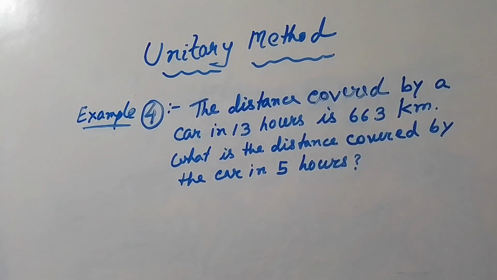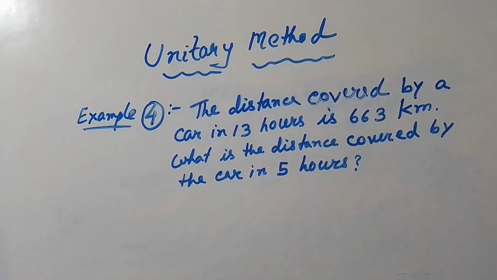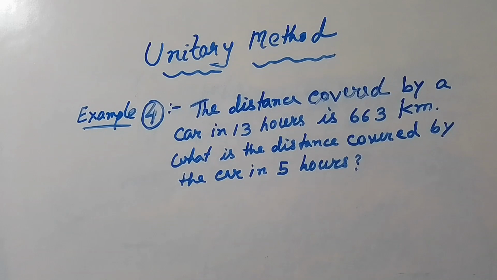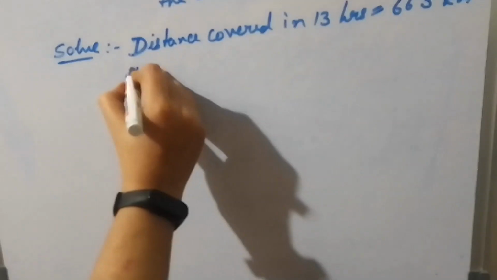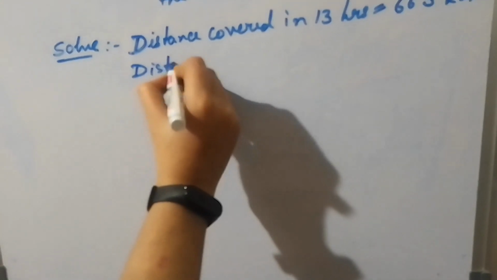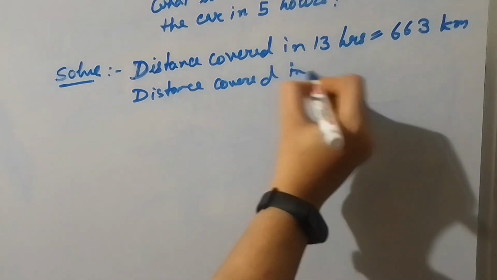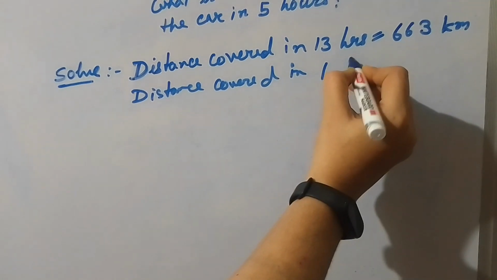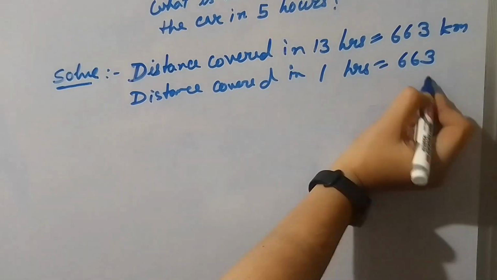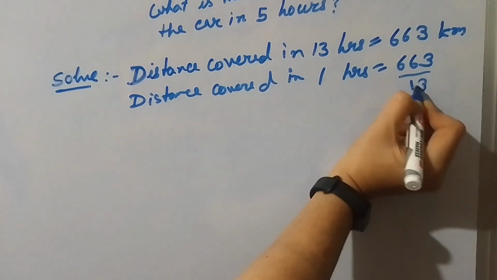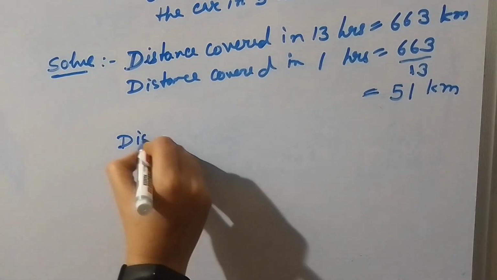Next one is an important sum. The distance covered by a car in 13 hours is 663 km. What will be the distance covered by the car in 5 hours? Now we have to write our statement as per the unitary method rule. Distance covered in 13 hours equals 663 kilometers. Distance covered in 1 hour equals 663 divided by 13 kilometers. The answer will be 51 km.